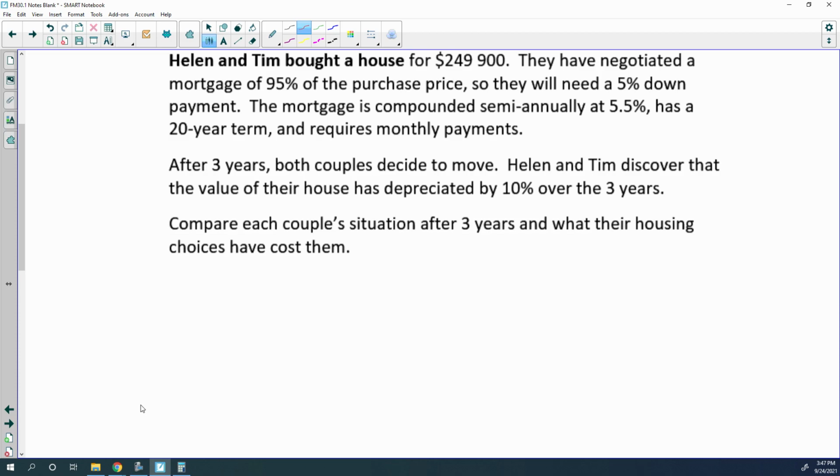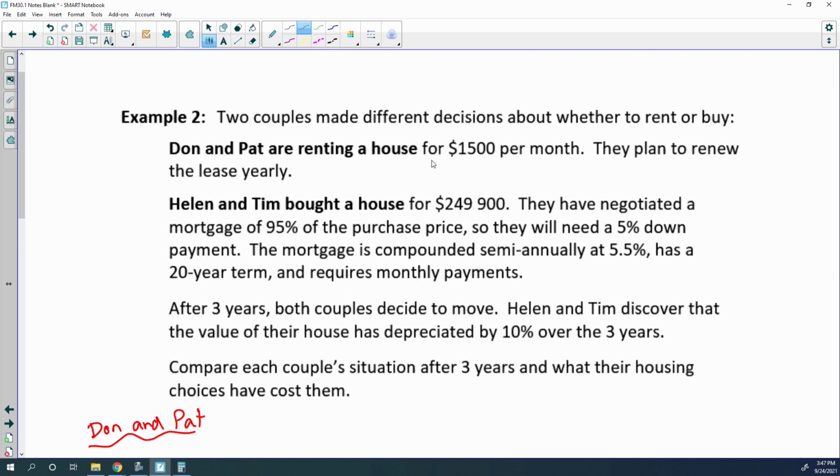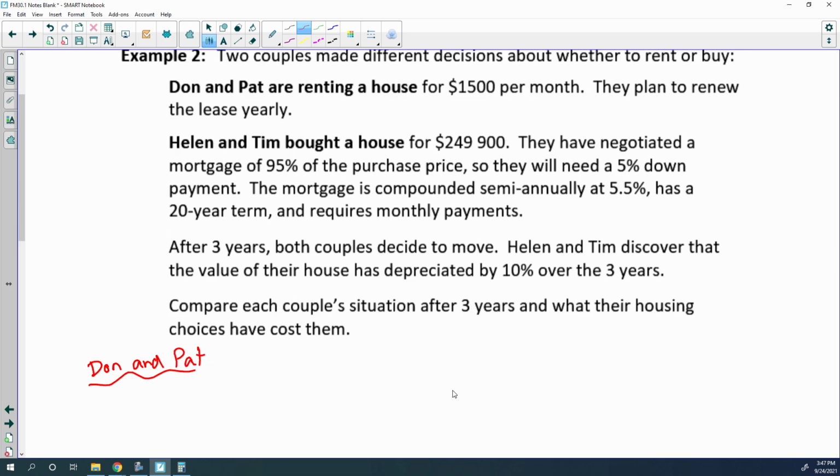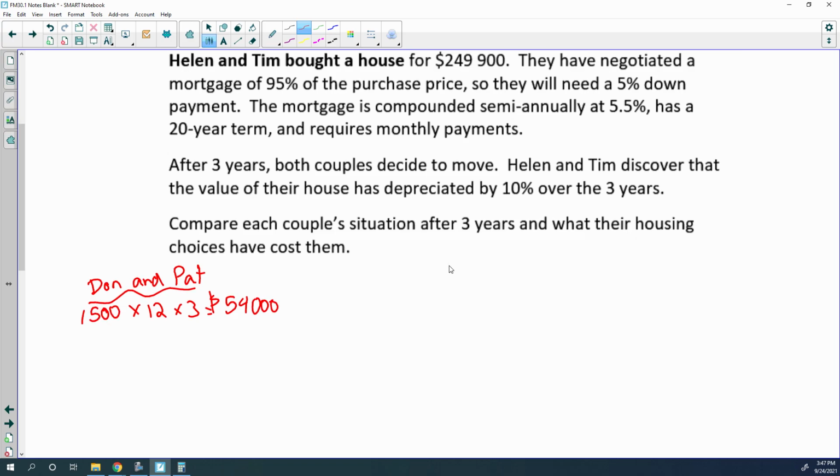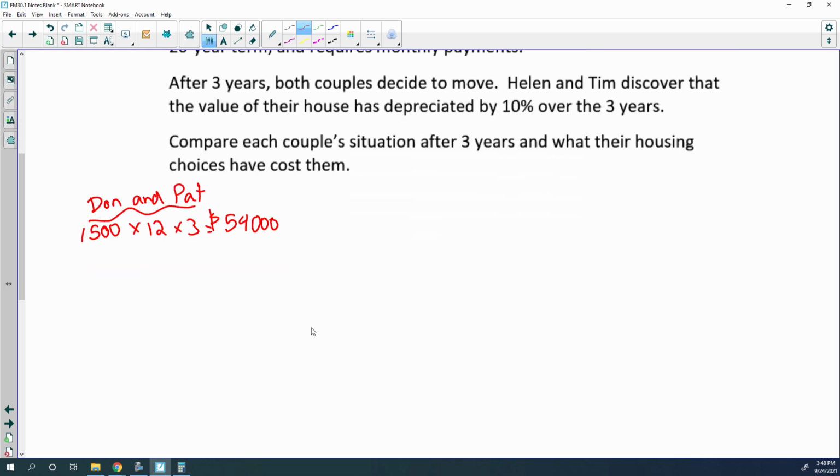So we're going to start with Don and Pat. They have the easier one because they're just renting, so it's $1,500 per month, and they're going to do this for 3 years. So you take their rent amount, times it by 12 because there are 12 months in a year, times by the 3 years, and so that works out to be $54,000. And so they're going to spend $54,000 altogether. So now we're going to do Helen and Tim, and this is the one that's going to take a while.